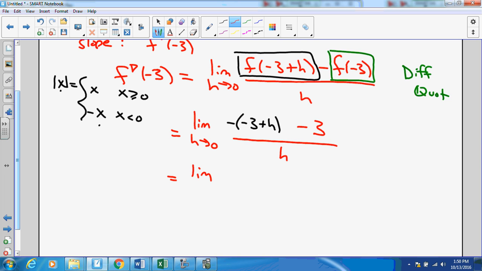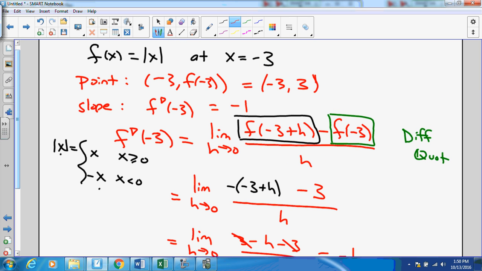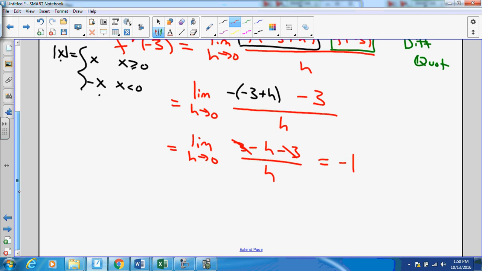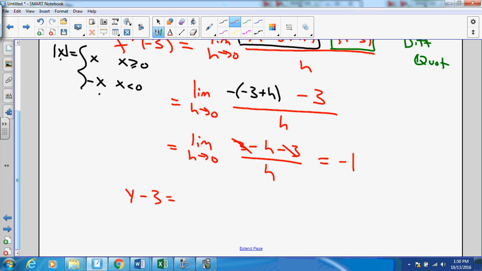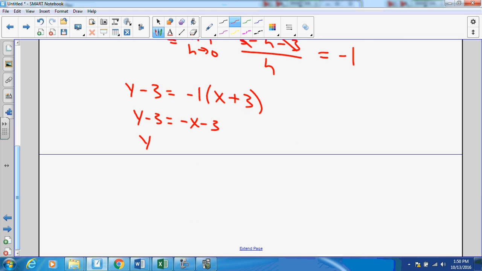Now, when I evaluate, it's a simple matter of distributing, and negative h over h is negative 1, and here's my f prime. So I have my slope of negative 1, and I have my point at negative 3 comma 3, so that y minus y1 is equal to slope times x minus x1. And this is a perfectly good tangent line, but we do get a little bit of extra insight if we simplify, because we discover that our line is actually y equals negative x.